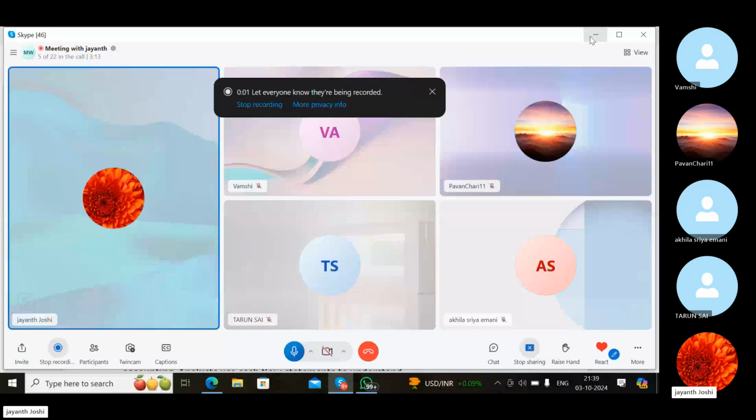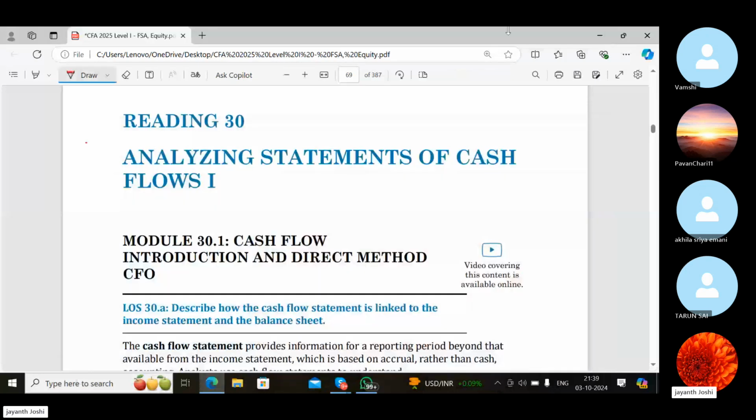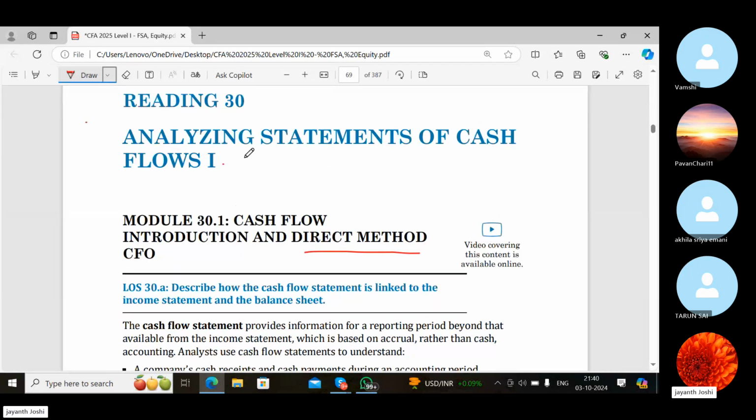Okay. So today's topic is analyzing statement of cash flows. Today we are going to discuss the cash flow statements and also the direct method. There are two methods with which you can make cash flow statements. One is the direct method, one is the indirect method. And you should know both the methods.